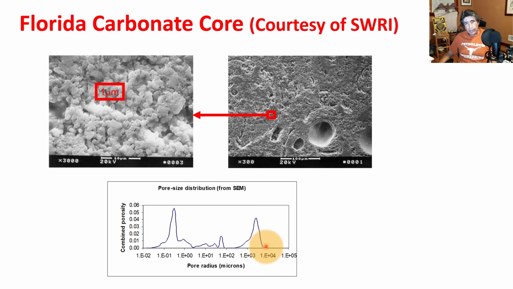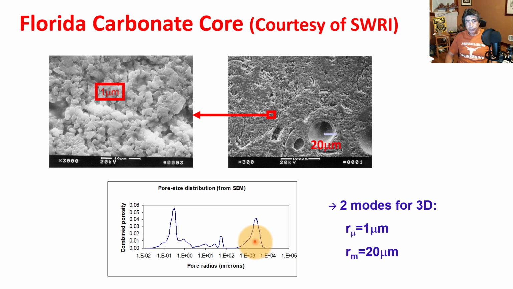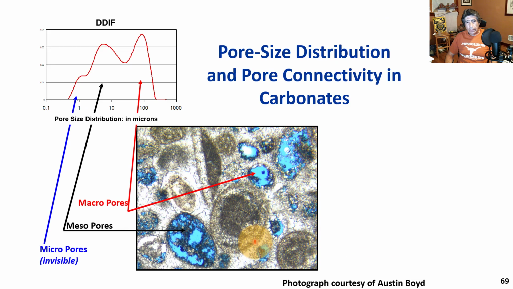So I want you to see that with this trimodality, essentially we have a complex pore network, and consequently the displacement of fluids here is going to be very non-conventional. Certainly not as simple as the one we would expect in a clastic rock. Now, if we go along, let me show you another example of moldic porosity. This photograph is courtesy of my friend Austin Boyd from Schlumberger.